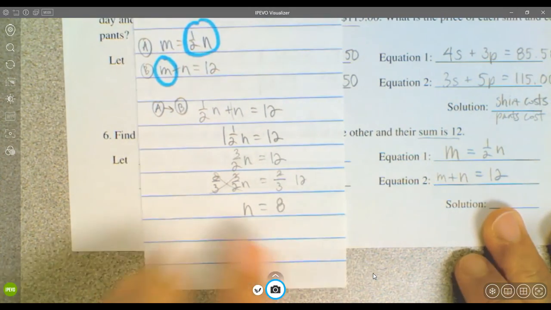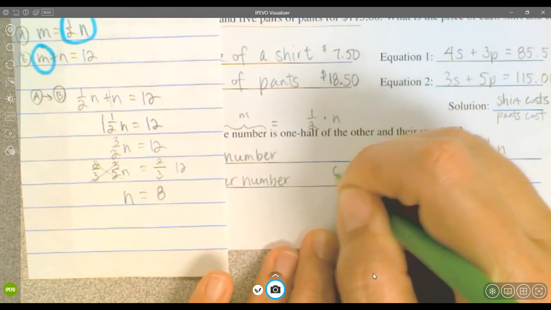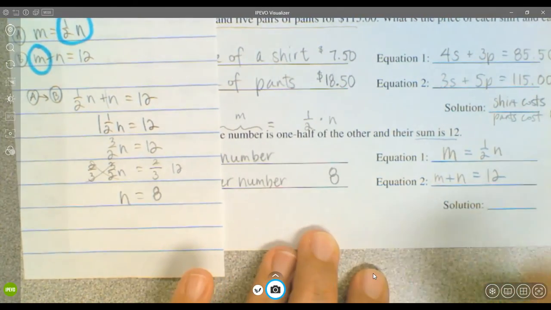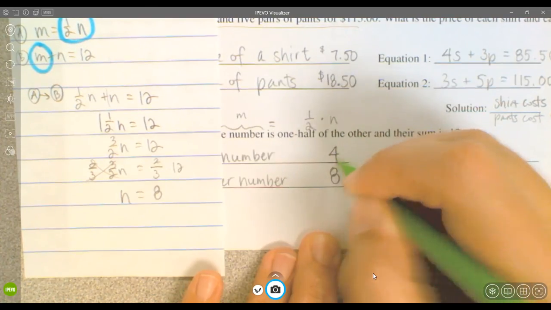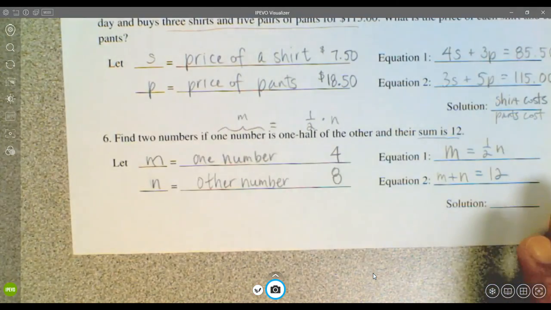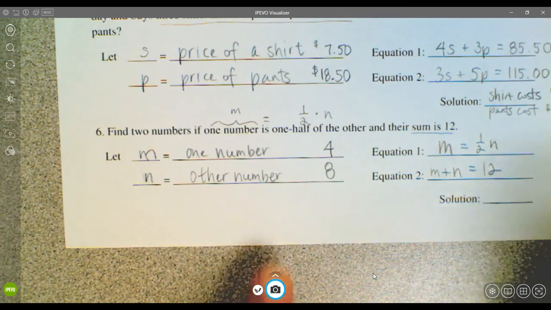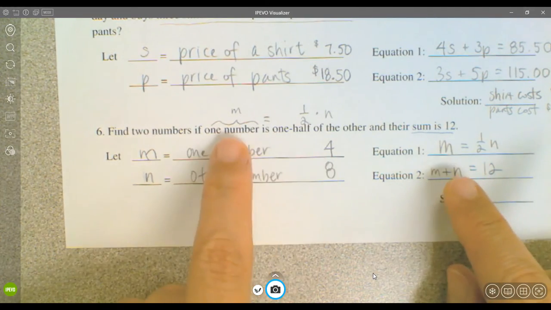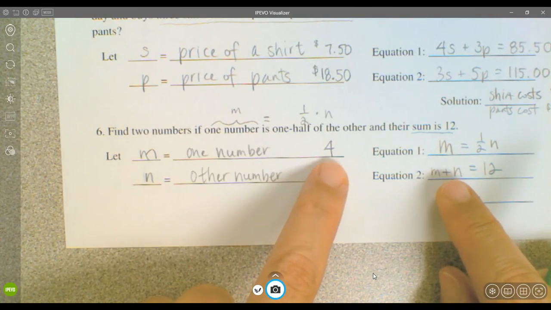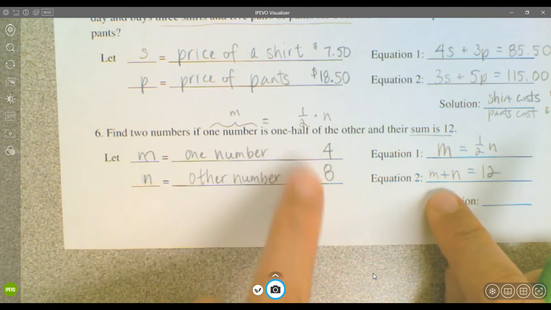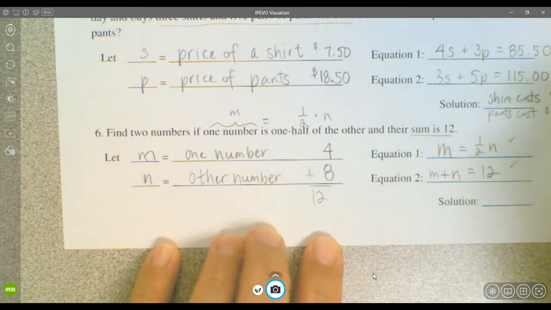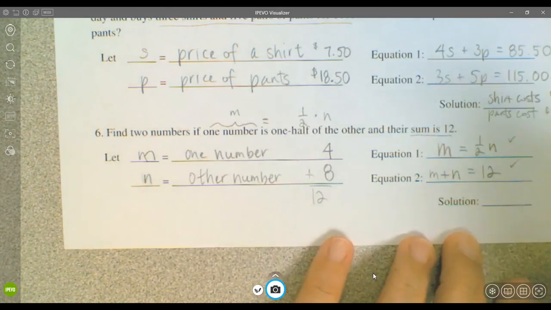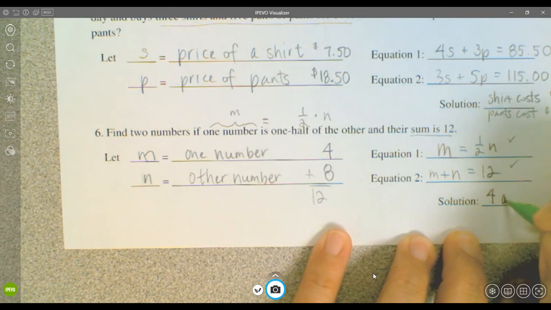So it looks like one number is 8. And their sum is 12. So if one number is 8, the other number has to be 4. So let's mental math this one. Is 4 1 half of 8? Yeah. And does 4 plus 8 equal 12? Yeah. So they both check. So find 2 numbers. The 2 numbers are 4 and 8.